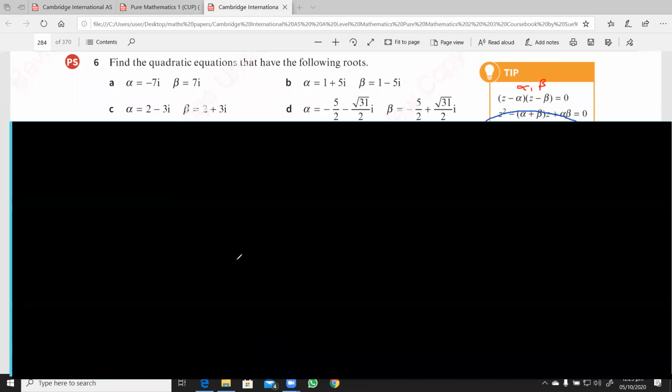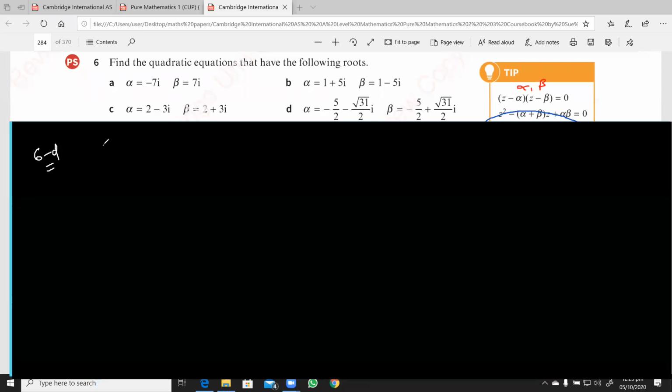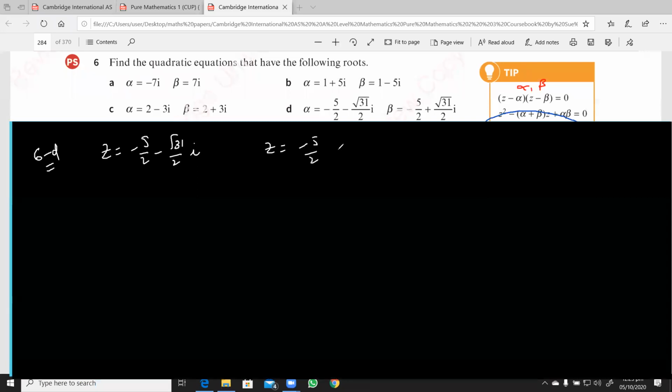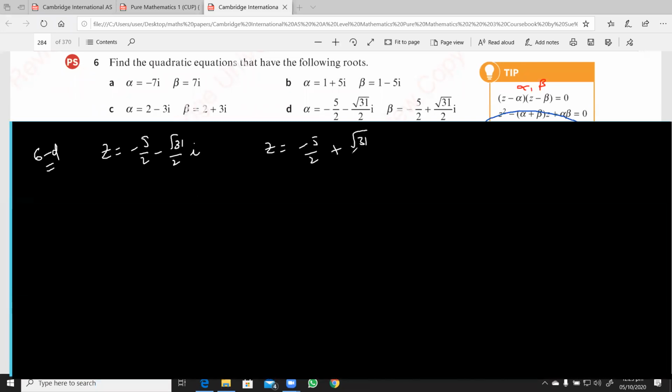Okay, now let's do this D part, this 6D. Now you have z equal to minus 5 over 2 minus under root 31 over 2 iota. And then you have another z that is minus 5 over 2 plus under root 31 over 2 iota. Let's find the sum quickly. The sum of these two roots is simply going to be minus 5, because when you add these two together, their imaginary parts will be cancelled together.